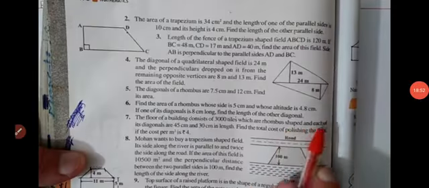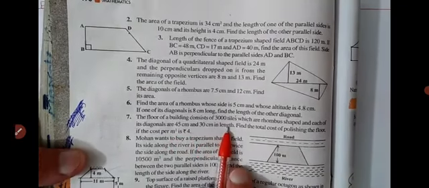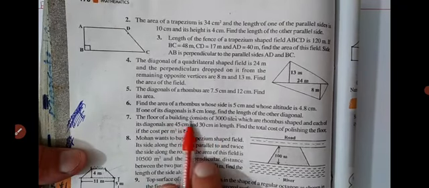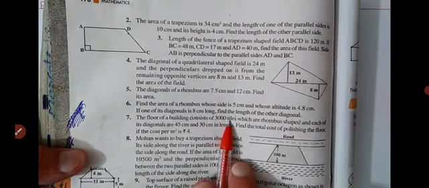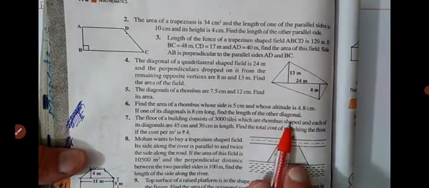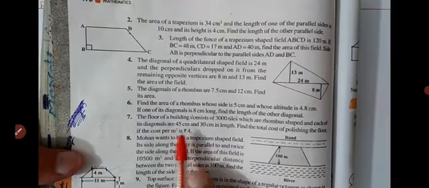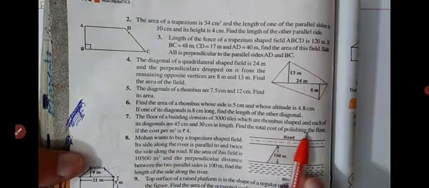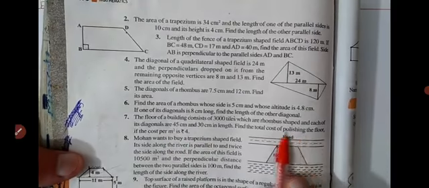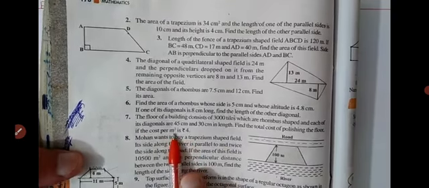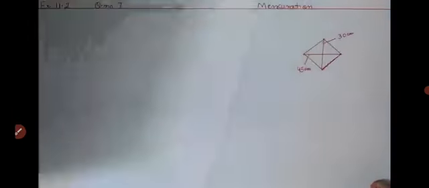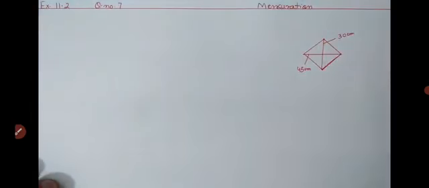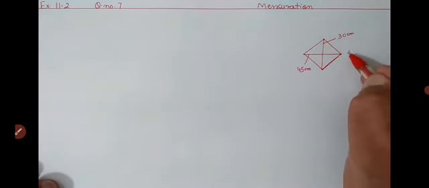Okay, now let's see question number 7. The floor of a building consists of 3000 tiles which are rhombus shaped, and each of its diagonals are 45 centimeter and 30 centimeter in length. Find the total cost of polishing the floor if the cost per meter square is ₹4. Okay, what is the cost per meter square of polishing the floor? ₹4. And diagonals given are 45 centimeter and 30 centimeter. And what is the shape of the tile? The shape is rhombus. Both diagonals are given, 45 centimeter and 30 centimeter.